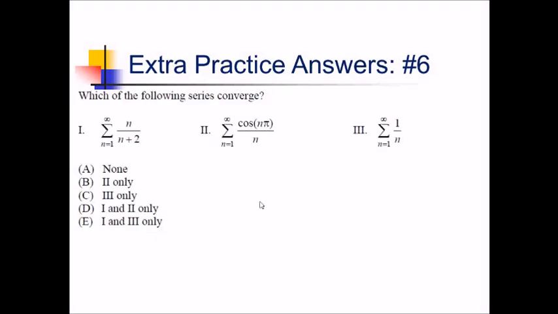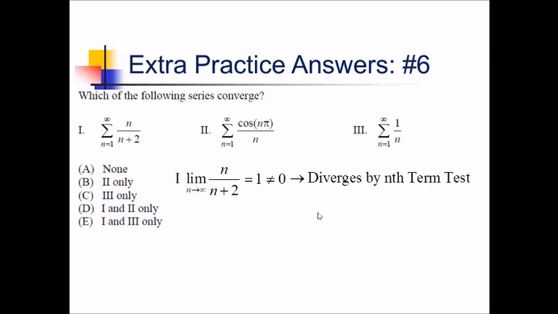For number 14, we want to know which of these series converges. So going left to right here, this first one, we have the same degree terms on the top and the bottom, so I'm going to explicitly run the nth term test on this one. The limit of n over n plus 2, that's going to come out to 1, which is not 0. So this diverges by the nth term test.